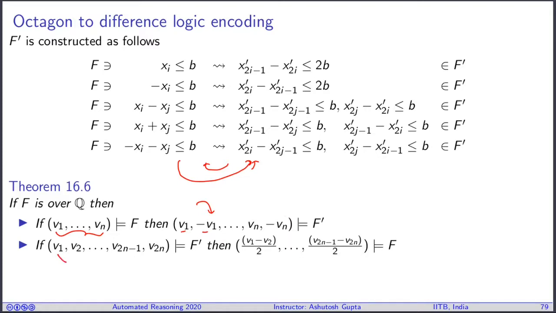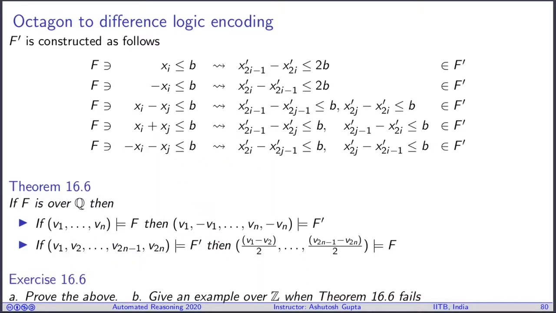Now let's suppose you have a satisfying assignment of the F prime formula. How do I construct the satisfying assignment of F? You basically take the positive representation, take the negative representation, subtract them, and divide by 2. Their average will satisfy the original formula. It's not very difficult to see why that may be true.